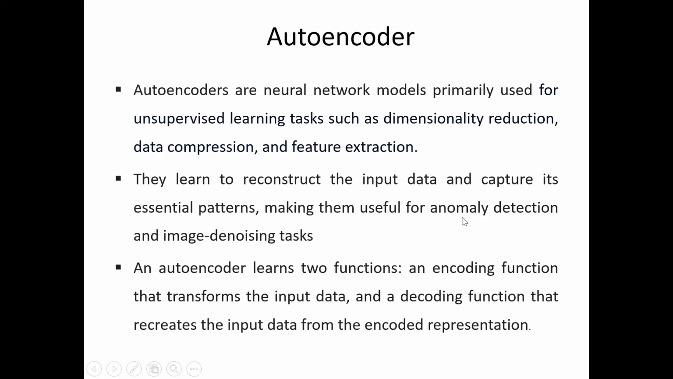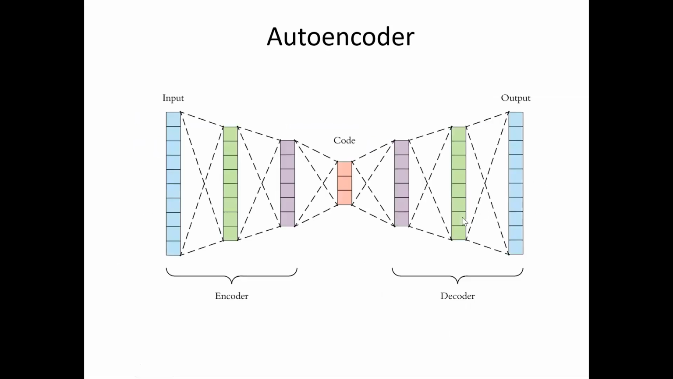So a similar type of task may be performed with the help of nonlinear functions, with the help of autoencoders. They learn to reconstruct the input data and capture its essential patterns, making them useful for anomaly detection and image denoising tasks. An autoencoder learns two functions: an encoding function that transforms the input data, and a decoding function that recreates the input data from the encoded representation. In the next slide, we'll see one diagram of an autoencoder.